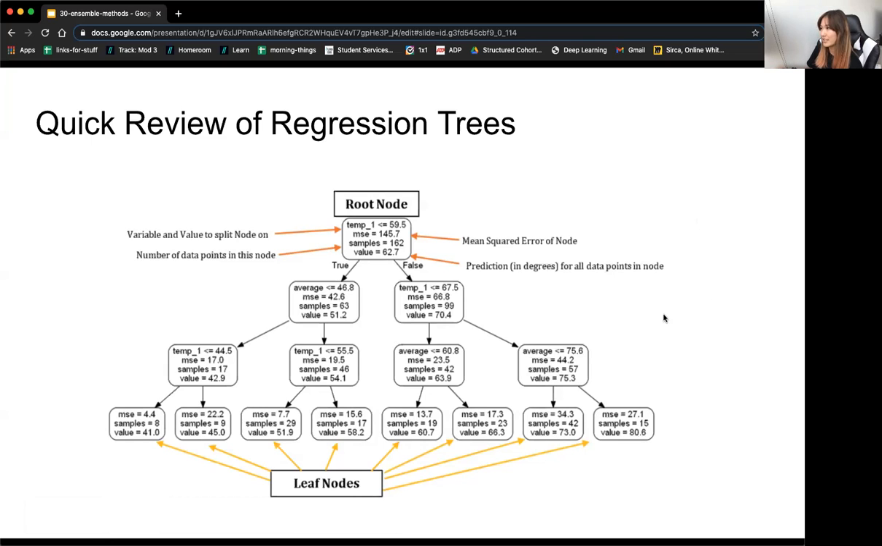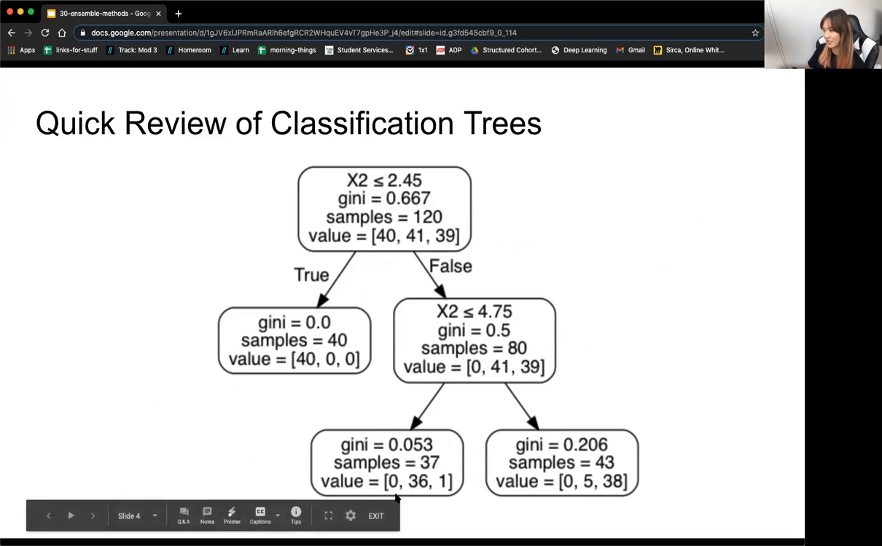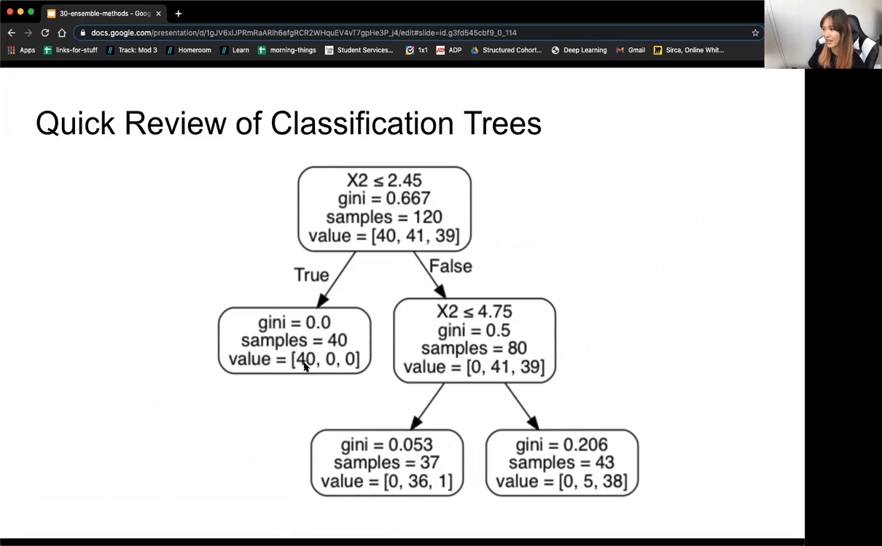Regression trees are like this, and let's see, classification trees. This is the tree from our example yesterday where we classified irises. Same idea, just instead of a continuous prediction, you are seeing which end leaf node has the majority of which class, and that will be your prediction.